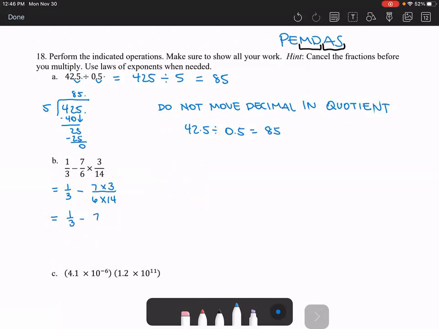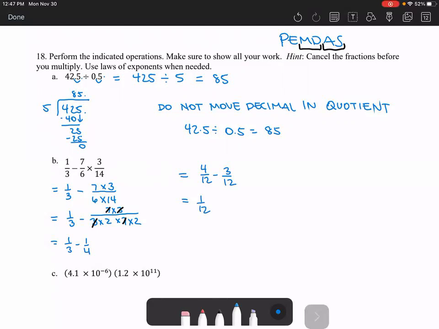This is 1/3 minus, so our denominator, I'm going to write 6 as 3 times 2 and 14 as 7 times 2 over 7 times 3. So that way our 7s will cancel and our 3s will cancel. And then this is 1/3 minus 1/4. Okay, that's better. And then the common denominator is 12, so it's 4/12 minus 3/12, which is 1/12.